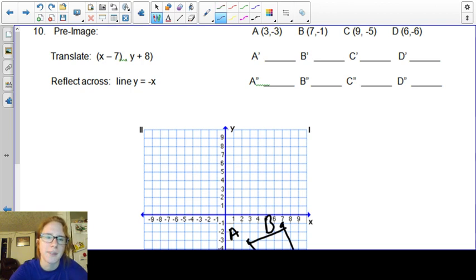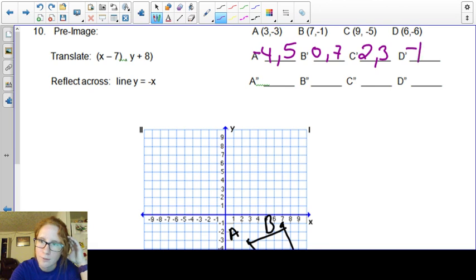So I'm going to use purple here. 3 minus 7 gives me -4. -3 plus 8 gives me 5. 7 minus 7 gives me 0. -1 plus 8 gives me 7. 9 minus 7 gives me 2. -5 plus 8 gives me 3. 6 minus 7 gives me -1. And -6 plus 8 gives me 2.